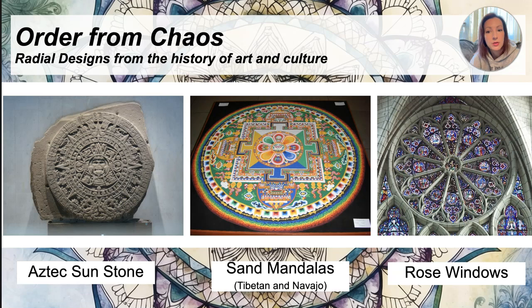So we're going to be looking at three cultures in particular. There are plenty more, but I wanted to focus on these three. So one is the Aztec sunstone, where they are organizing time in radial balance. Then we're going to be looking at sand mandalas from both Tibetan and Navajo culture, where they're organizing healing. And then rose windows, where they're organizing light. So they're all using radial symmetry to organize complex ideas in their world into a perfect center-based radial design.